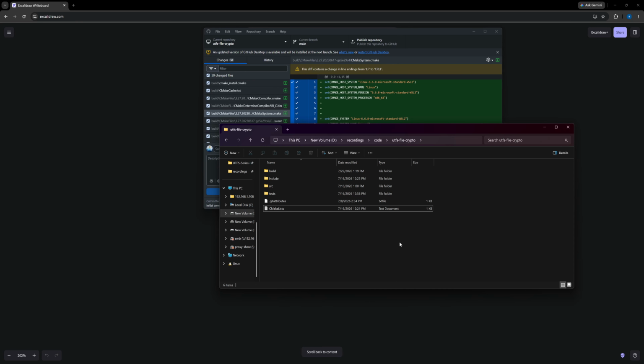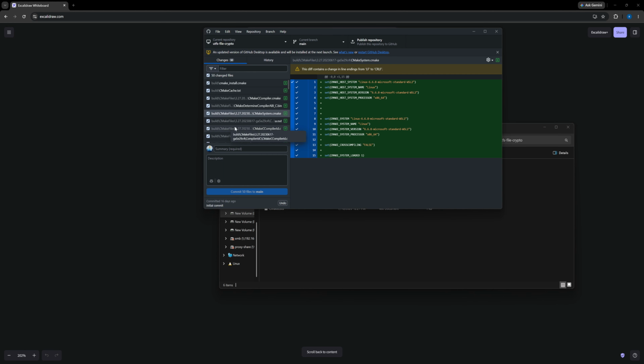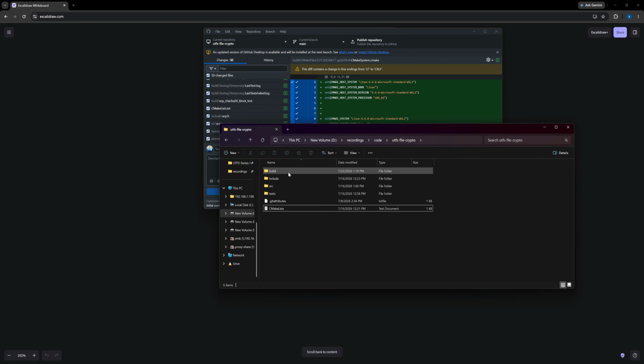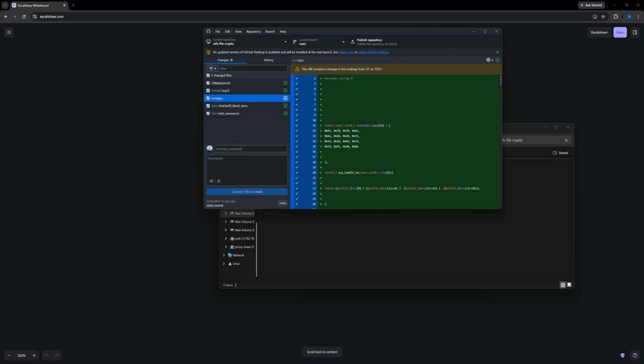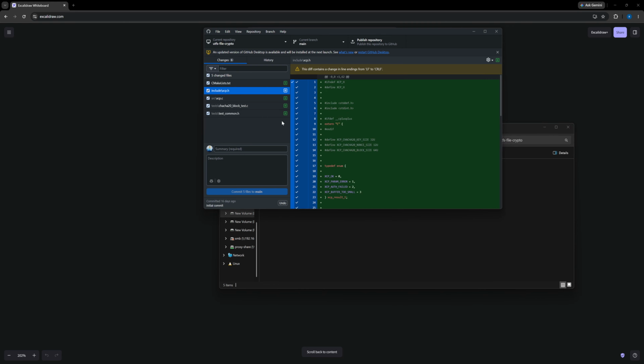All right, so now that we have a fully working block cipher, I'm going to upload this to GitHub so that anybody who wants to can follow along. And you can see that most of these files are just going to be the leftover build files. So we're just going to remove the build folder. So we can see we have our source file. You can see we have our header.